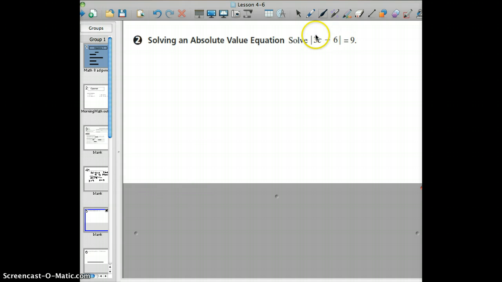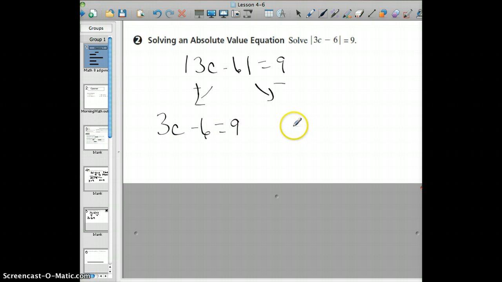Now notice here we have the absolute value isolated. The absolute value is by itself, and that's going to equal 9. So because we have the absolute value isolated, we can break it down into its positive and negative. So we have 3c minus 6 equals positive 9. And then we have 3c minus 6 equals negative 9.